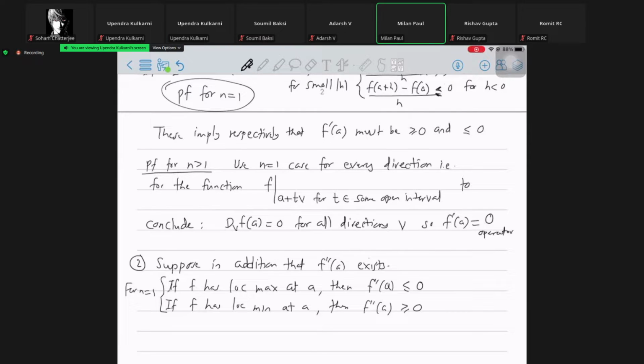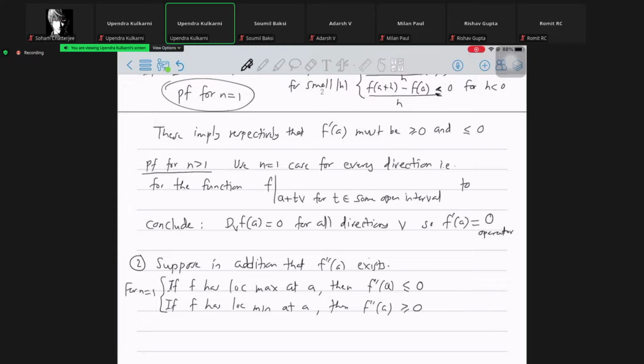Sir, f dash is continuous at A. Right, f prime dash of x. Yeah. And its value is 0, but so what?